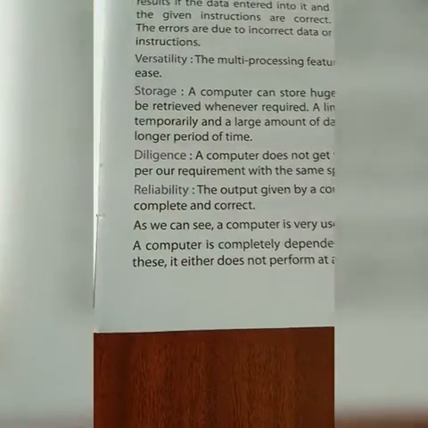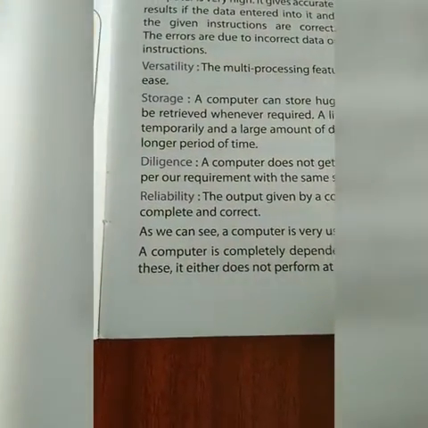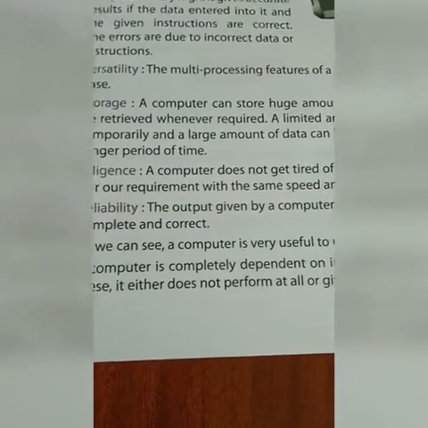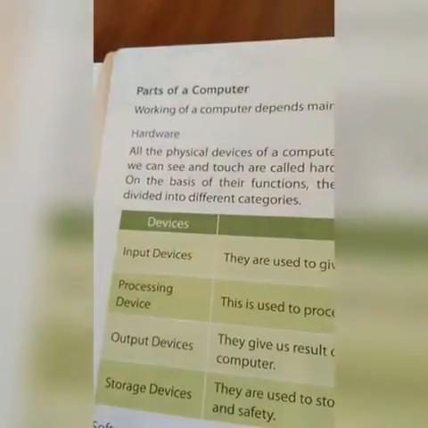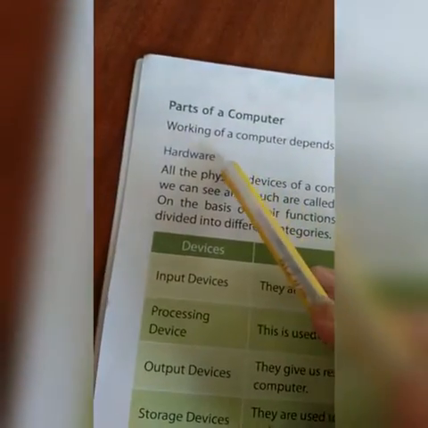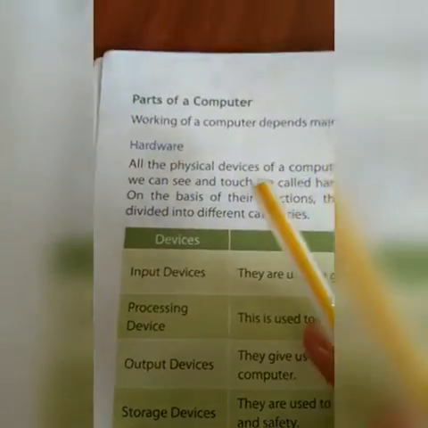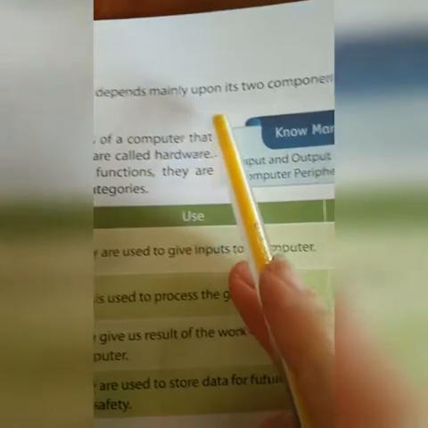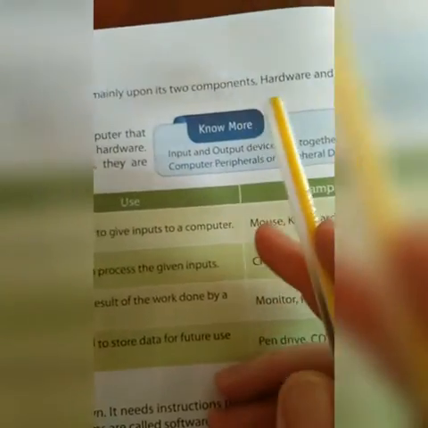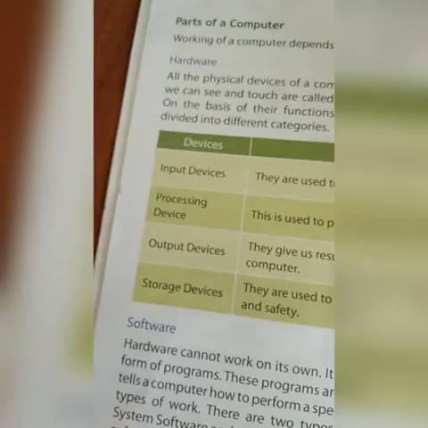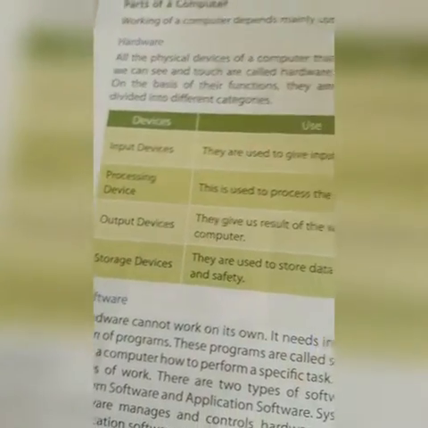Now we will see more about the computer. That is given on page number 2, the basic things of our computer. That we already did in the first class. What are the parts of a computer? The working of a computer depends mainly upon its two components, that is hardware and software. Now what is hardware and what is software?